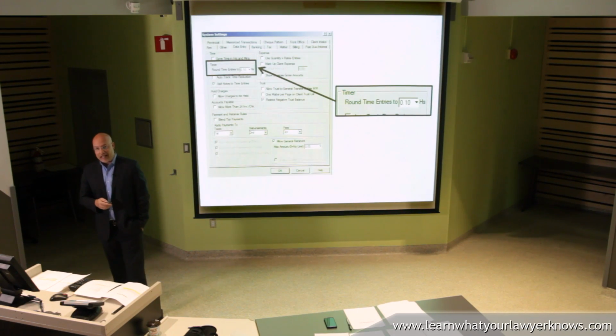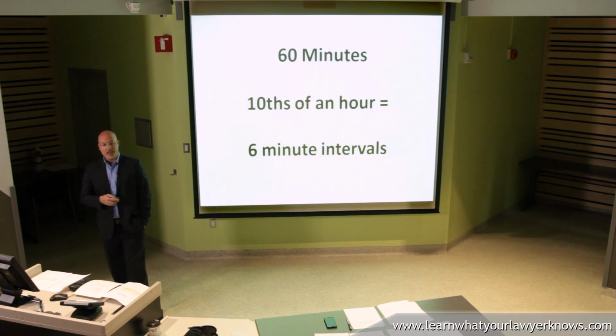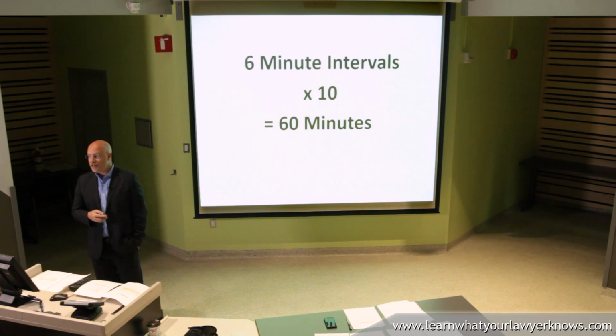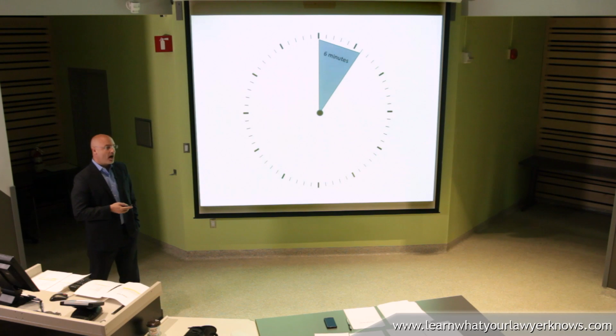So, what does that mean, tenths of an hour? Let's analyze that. For each hour, there are 60 minutes. And in that 60 minutes at tenths of an hour, that means there are 6-minute intervals. Okay? So, 6-minute intervals times 10 in an hour is a full 60-minute period. So let's analyze that so you can see what I'm talking about.